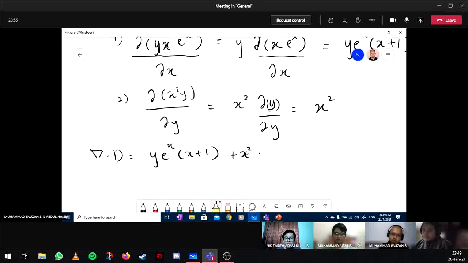So in conclusion, we have demonstrated the application of vector calculus in an engineering application in the electrical field. This example is shown by using the gradient of a scalar and the divergence of a vector. That's all from us. Thank you.